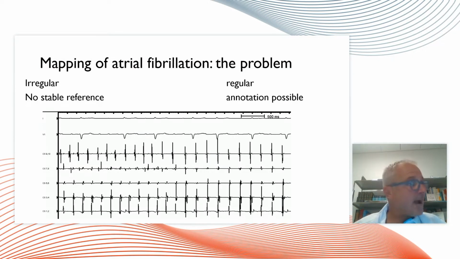And that is our problem. We have mostly irregular arrhythmias, like you see on the left side. No stable reference. We are very happy when these convert to a regular arrhythmia, like on the right side, because those we can map.